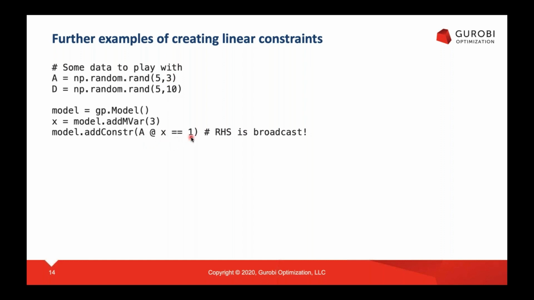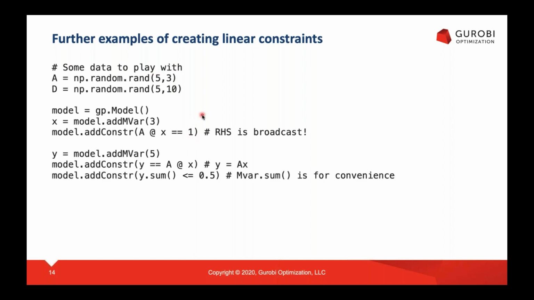So what is to note from this? If you pass in a scalar, the right-hand side will be broadcast in the missing dimension. So this will be equivalent to writing a times x is equal to the all ones vector of length 5. Next example. Let's add another matrix variable y of length 5. And now we add a constraint that says y must be equal to the matrix-vector product of a and x. Very nice. So this is a way to chain matrix operations.